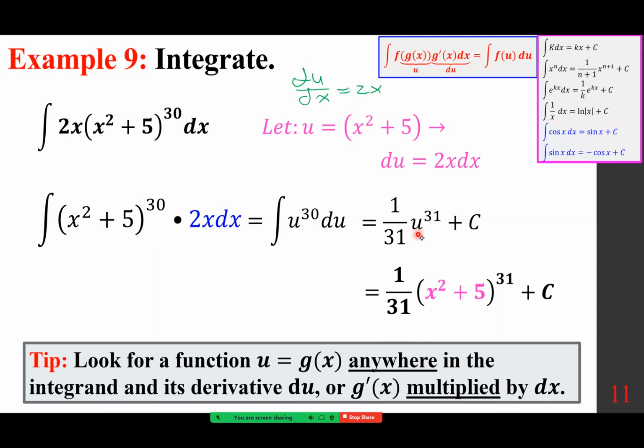As always, you can differentiate the final result. It gives you the same answer without the dx. That's how you check if you want. If you have time to check, you can always do that.